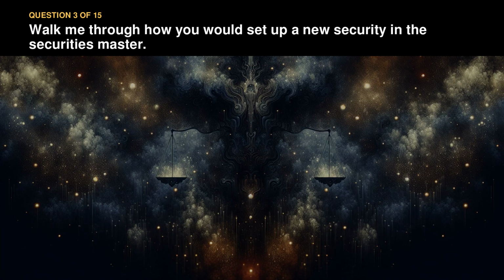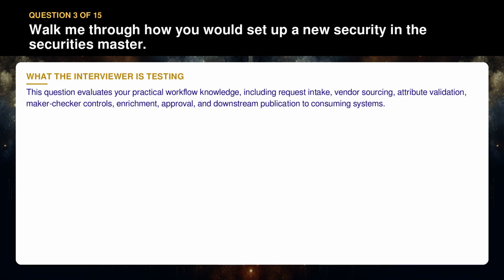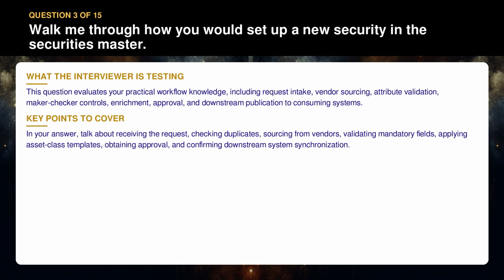Question 3. Walk me through how you would set up a new security in the Securities Master. This question evaluates your practical workflow knowledge, including request intake, vendor sourcing, attribute validation, maker-checker controls, enrichment, approval, and downstream publication to consuming systems. In your answer, talk about receiving the request, checking duplicates, sourcing from vendors, validating mandatory fields, applying asset class templates, obtaining approval, and confirming downstream system synchronization.